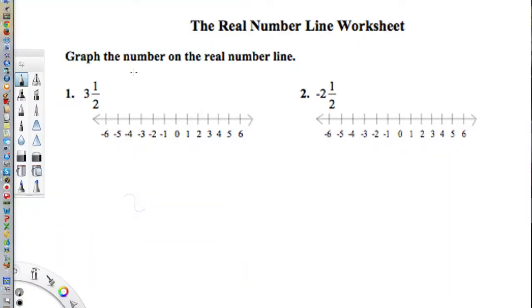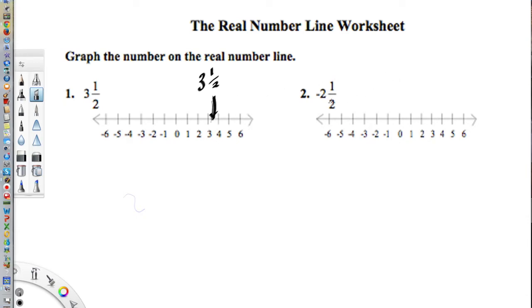Let's take a look at problems 1 and 2. They're simple enough. It just says graph the number on the real number line. So we've got 3.5 as our first one, and we know that here we see 3, and 3.5 would be right between 3 and 4, right in there. Let's try this pen. Yeah, it'd be right in here. So 3.5 would fall right between 3 and 4.